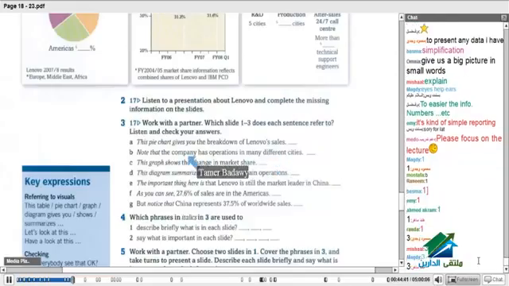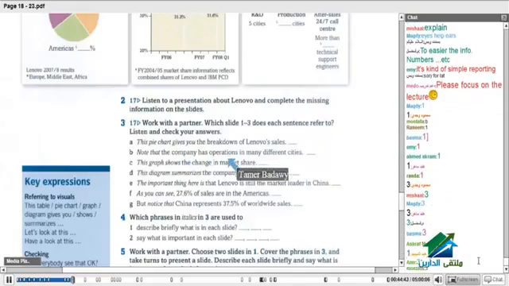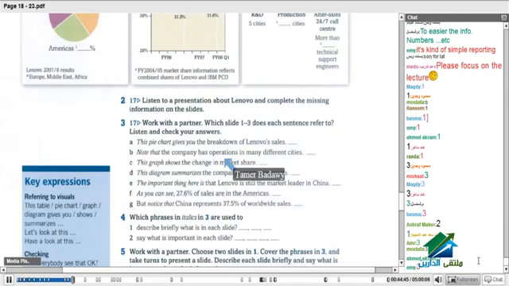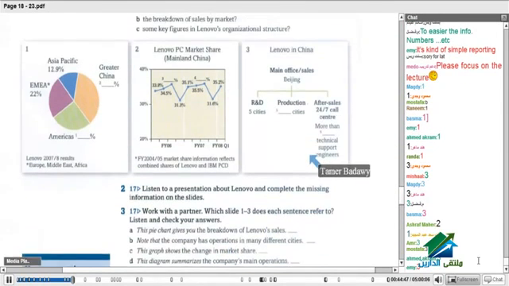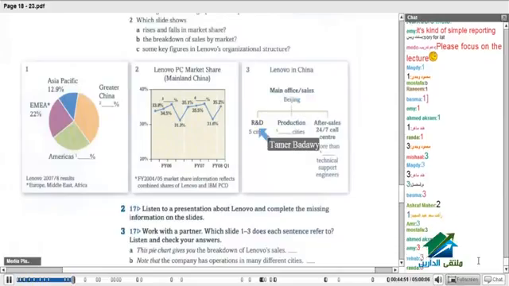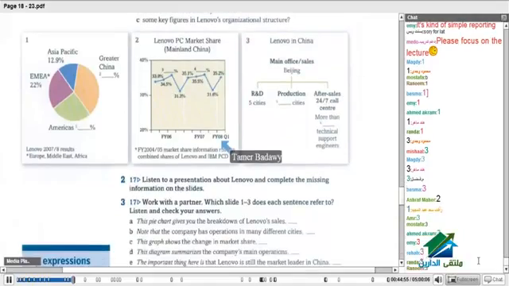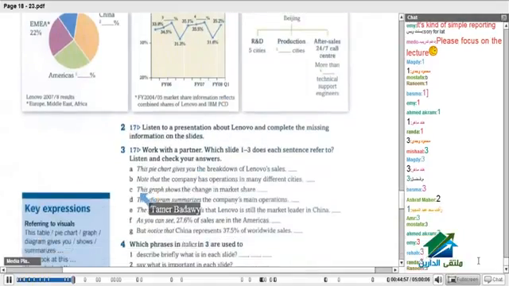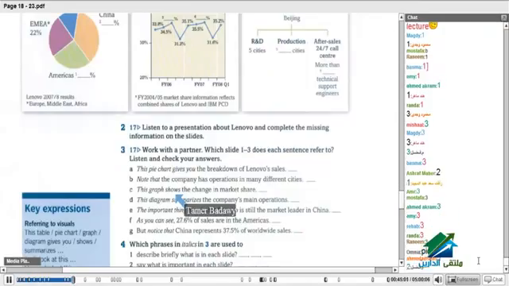B. Note that the company has operations in many different cities. Exactly, 3 is right. If you can see here, Beijing, 5 cities. Production, 5 cities. So it's number 3. C. This graph shows, of course, he said graph, so of course number 2.